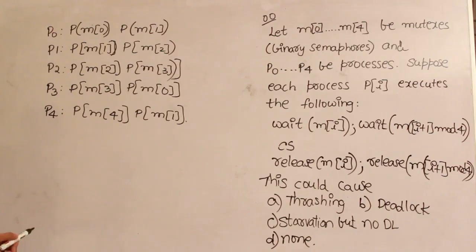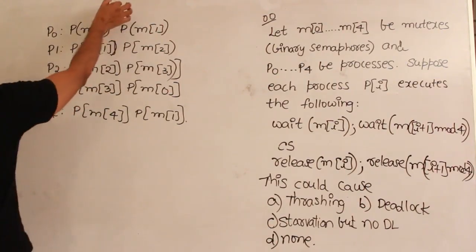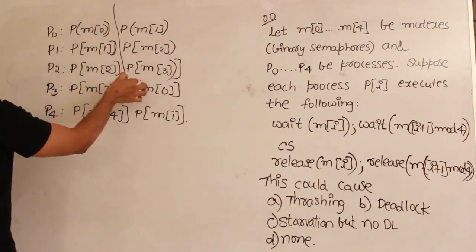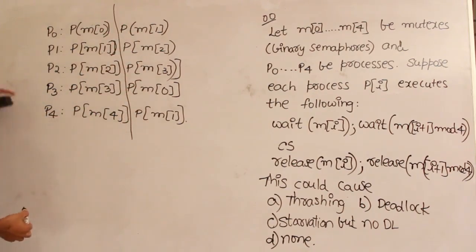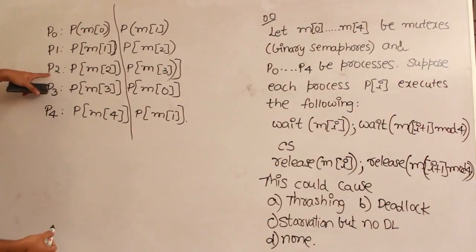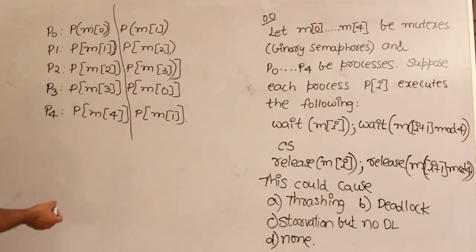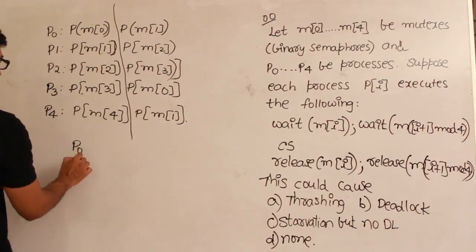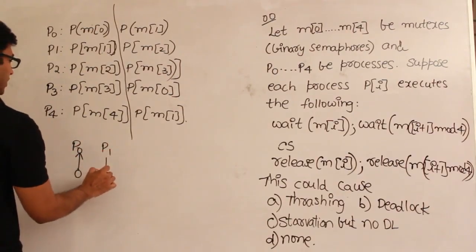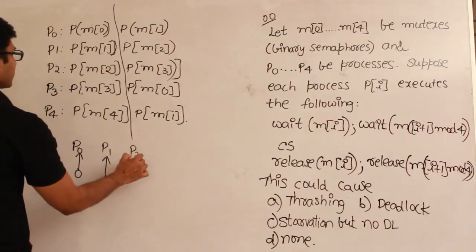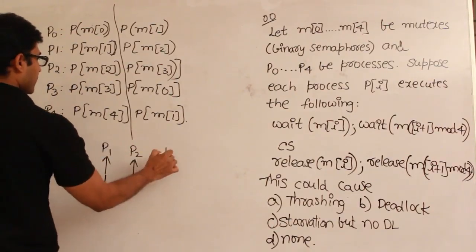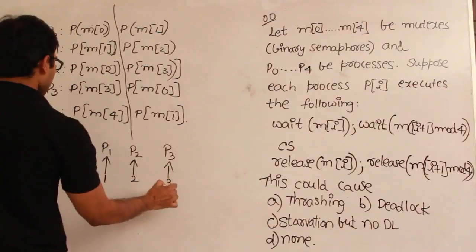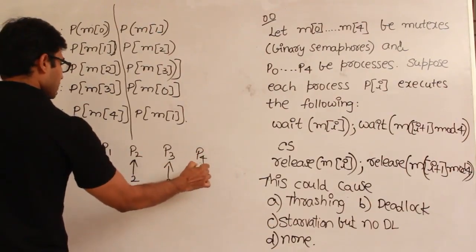So now is any deadlock possible? Obviously deadlock must be possible. You can preempt each process after they execute the first down. So if you preempt P0 after this, P1 after this, P2 after this, P3 after this, and P4 after this, obviously it is going to lead to a deadlock. Look at this. Now P0 has taken 0 and P1 has taken 1 and P2 has taken 2 and P3 has taken 3 and P4 has taken 4.